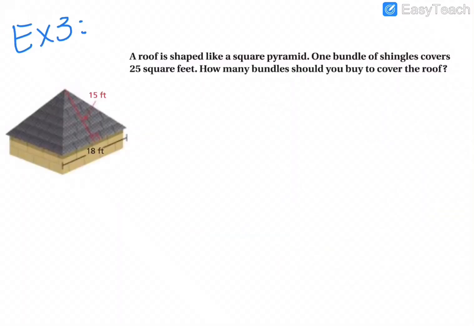Last example, you got to really pay attention to what they're asking you for here. On this little tiny house-looking thing, a roof is shaped like a square pyramid. One bundle of shingles, and if you're not familiar with what shingles are, they're each of these little pieces right here that go on top of a roof. Many of you live in apartments or condos, so you don't really have to know about these. But basically, it protects the roof.